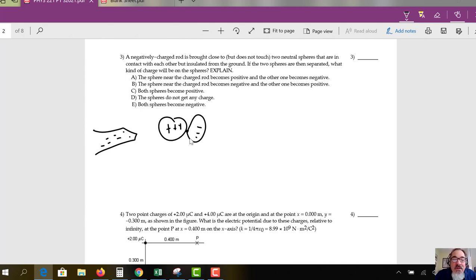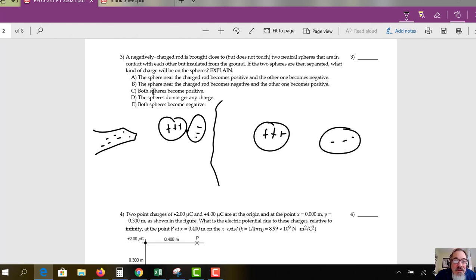Right, these are conductors, they're in contact with each other. If you bring a negatively charged rod close by, electrons that are in the one that's closest to the rod can move over here. They try to get away from this charge. And then when you separate them, so this is like the before picture, now you separate these things. The one closest to the rod would be positively charged. The one farther away would then be negatively charged.